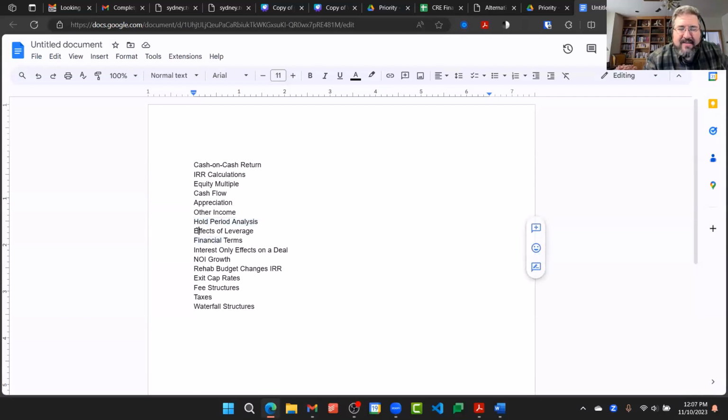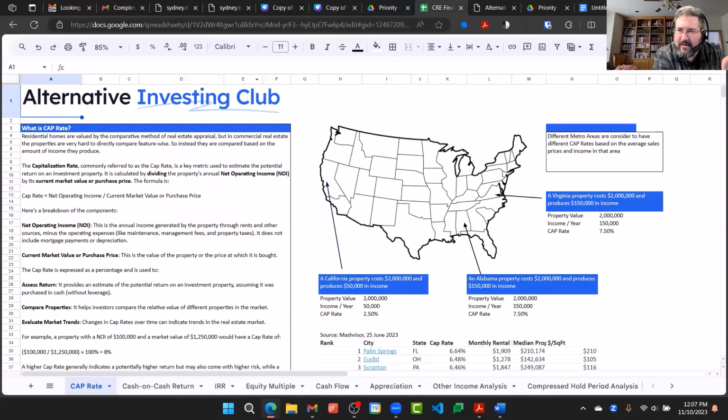what the effects of leverage on an investment are, what the financial terms are, and what the effects of interest-only payments are when you're talking about a commercial deal. We'll talk about NOI growth, the rehab budget, exit cap rates, fee structures, taxes, and of course, waterfalls at the end. Each of these is meant to build upon the next and add another dimension that you can capture within your financial modeling. I'll have a little financial worksheet for each of these, and you can see my screen right here.